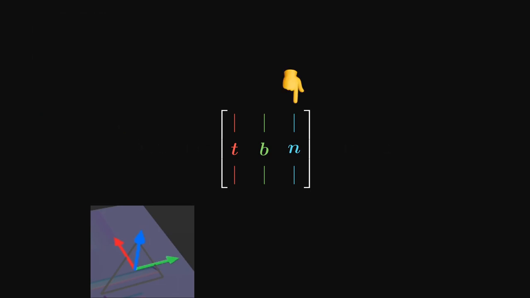The tangent normal is known. It is just the normal of the triangle that we are looking at. But what about the tangent and bitangent vectors? Luckily for a triangle, they can be computed easily using the following relation.